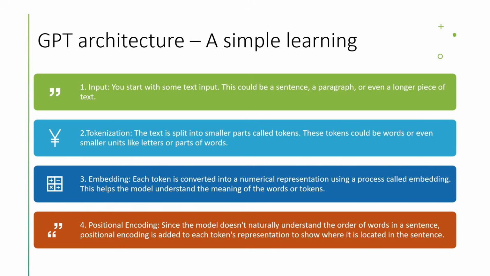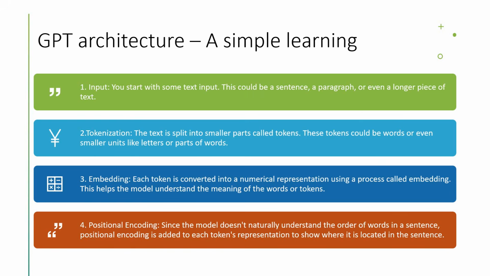You fed in the input, next comes the tokenization, and then comes the embedding part of it. Each token is converted into a numerical representation. I repeat, each token is converted into a numerical representation with a process called embedding. This helps the model understand the meaning of the words or tokens. First step is input, second step is tokenization, third step is embedding.